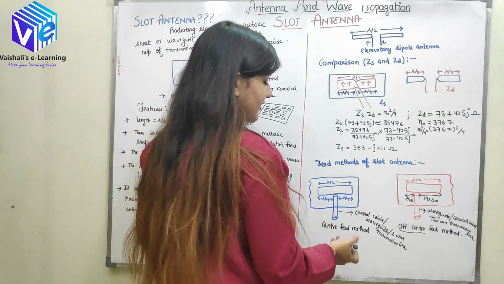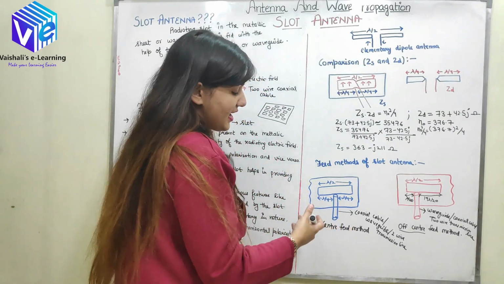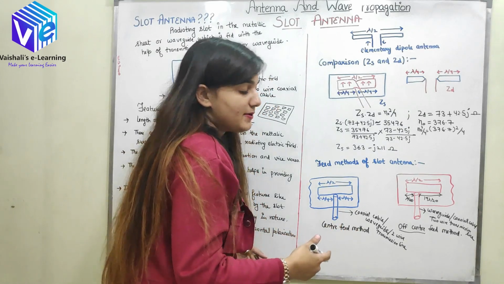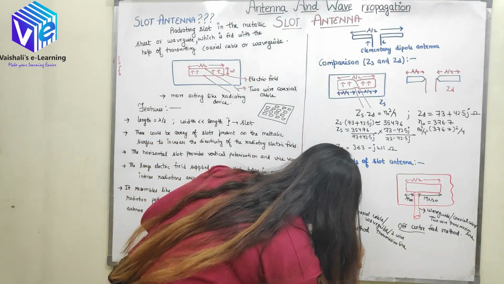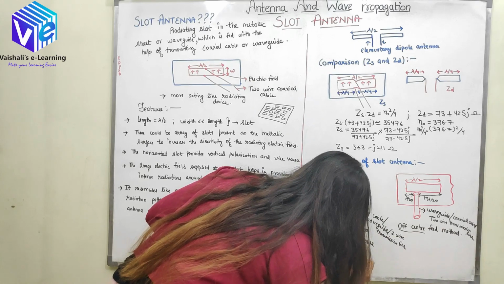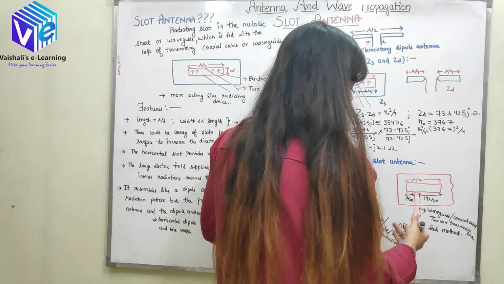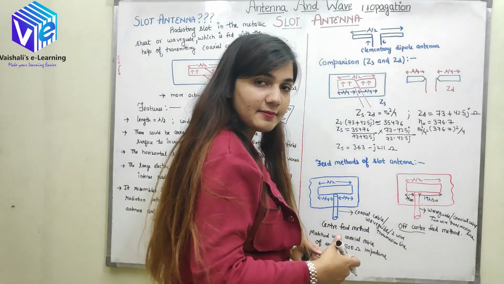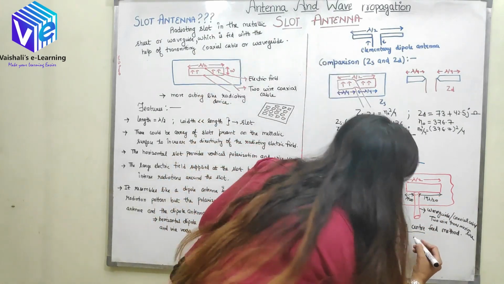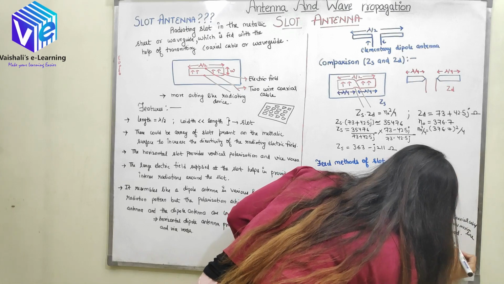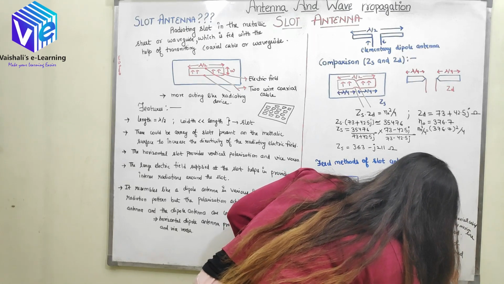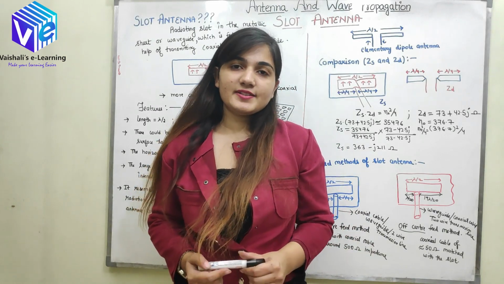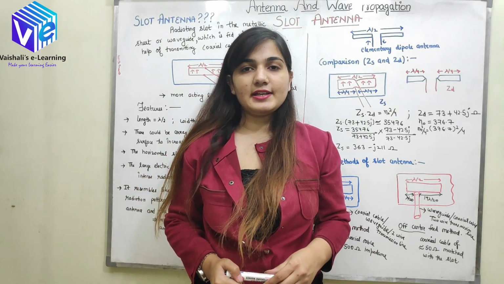When I have center feed method, it is actually matched with a coaxial cable of around 500 ohm impedance. Whereas in the off center feed method, the slot is matched with the coaxial cable of around 50 ohm impedance. Now this is how I conclude my discussion about the slot antenna.